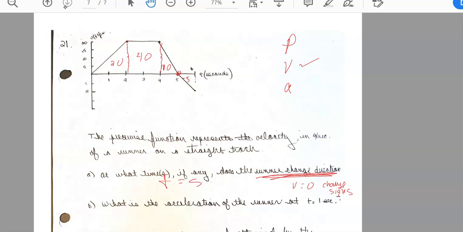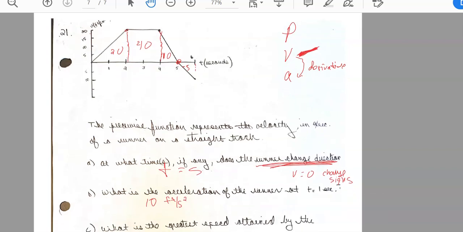B, what is the acceleration of the runner? If we're hanging out here at the velocity, and we want to go down to the acceleration, we need the derivative. The derivative on a graph or a table is our slope. So if we go to 1 second, we figure out the slope of this line: up 20, right 2. Up 20, right 2 gives us a slope of 10, and that is feet per second squared.